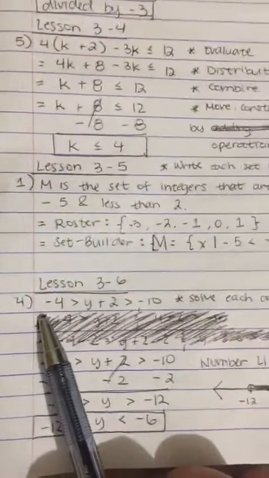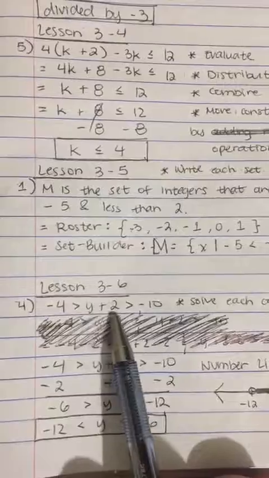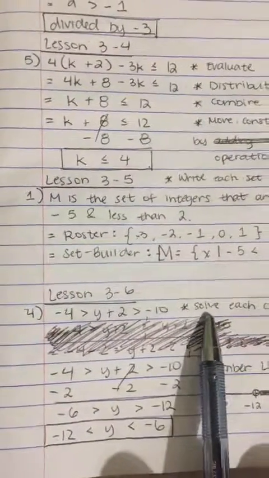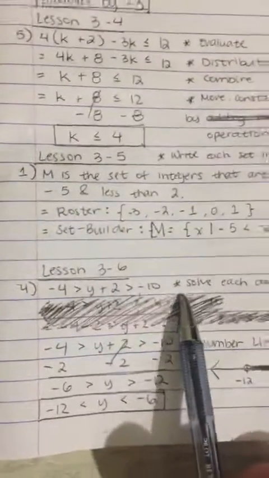For lesson 3-6, I chose to do number 4, which is negative 4 is greater than y plus 2, which is greater than negative 10. And we were told to solve each compound inequality and to graph the solution.